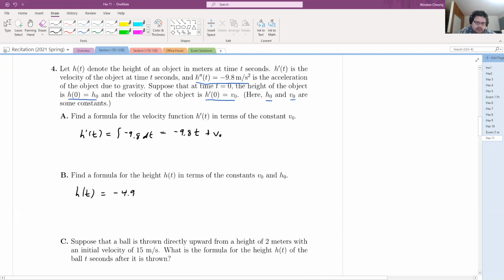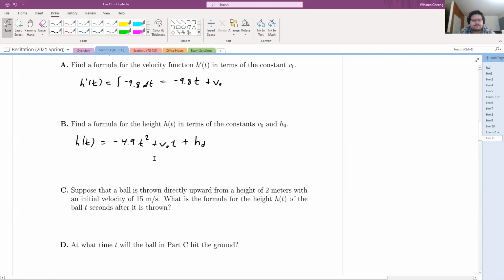When we integrate that, this is going to be divided by 2, so 4.9 t squared plus v naught t. And then again, we would have plus a constant. But looking at this condition for h of 0 equals h naught, that's going to tell us that the constant has to be h naught. So there we go, that's part B.